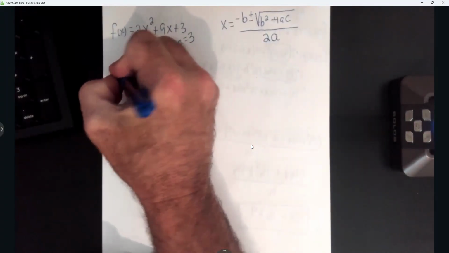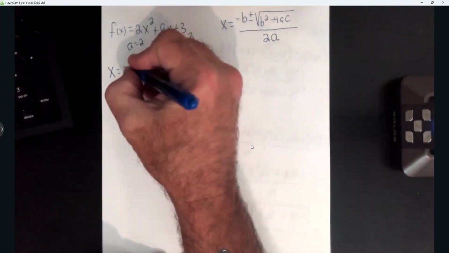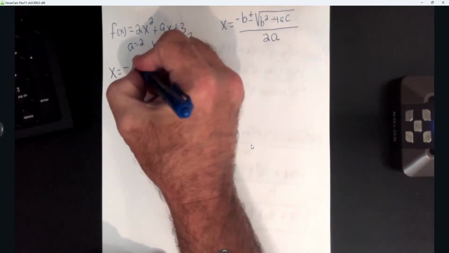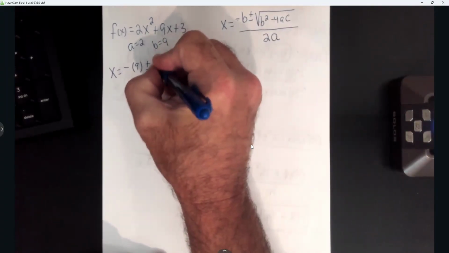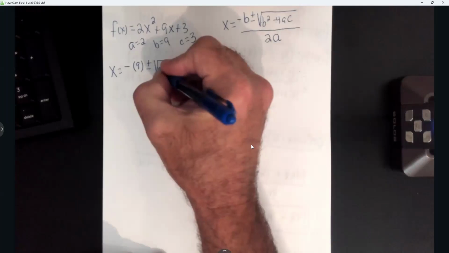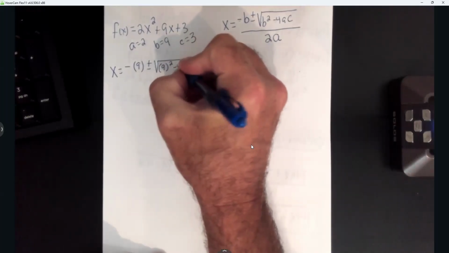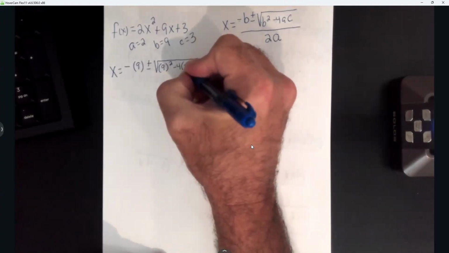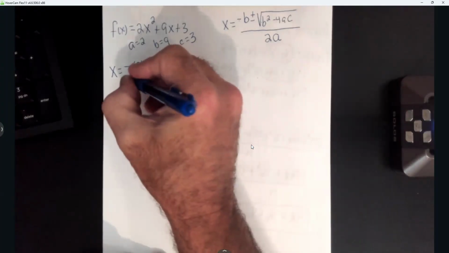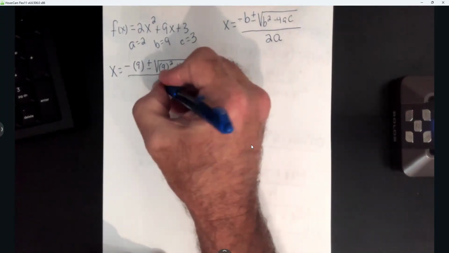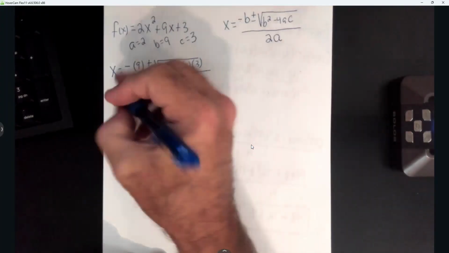So it says x equals negative. Better write that negative every time. And then put in b, which is a 9, plus or minus square root. b is 9 squared minus 4 times a, which is 2, c, which is 3. All of that will be over 2 times my a, which is 2.